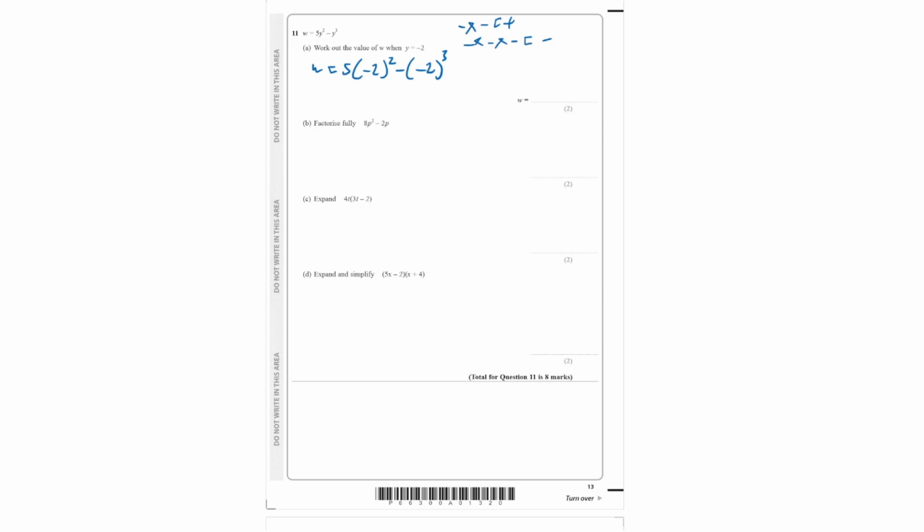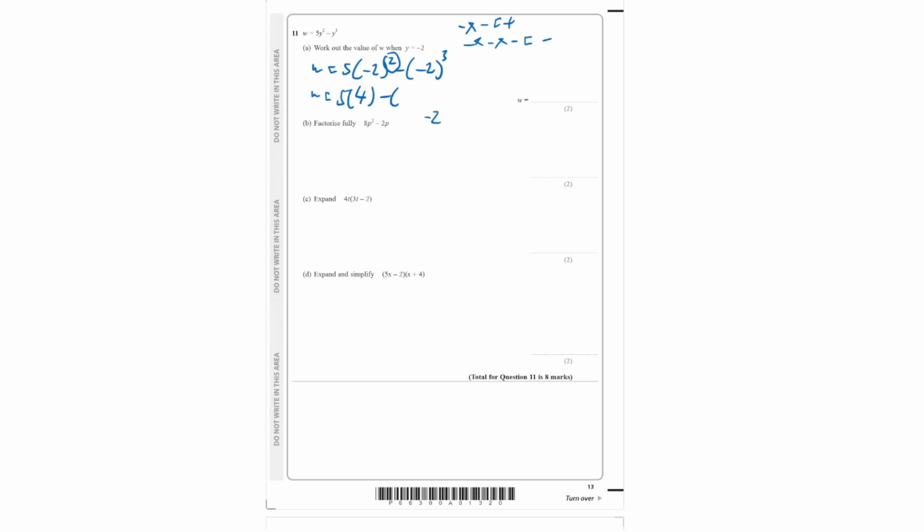So when we have a negative value that is being multiplied by itself, and the power is even, it results in a positive number. Let's see. W is equal to 5 times -2 times -2, which is equal to +4. Okay, so +4. Minus, now -2 to the power of 3. 3 is an odd number, so we can see that it's going to be negative in the end.